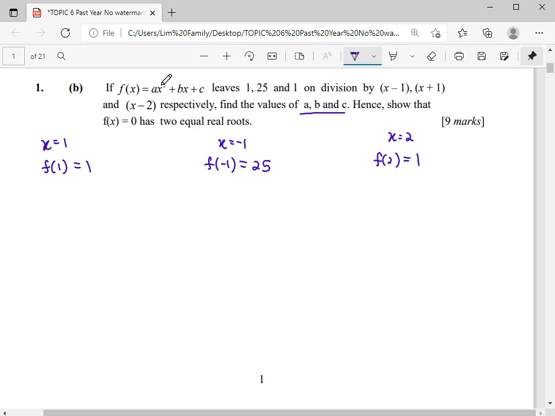Substitute 1 inside our f(x), we get a plus b plus c equals 1. Then substitute negative 1, we still have a, but this is negative b plus c equals 25. Then substitute 2. 2 inside will become 4a plus 2b plus c equals 1.